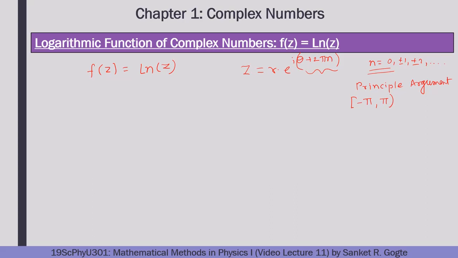When we are finding the log of a complex number, and if the number is given in rectangular form, we first have to convert that number to exponential form. We first write that number in exponential form, and then only we can find the log.